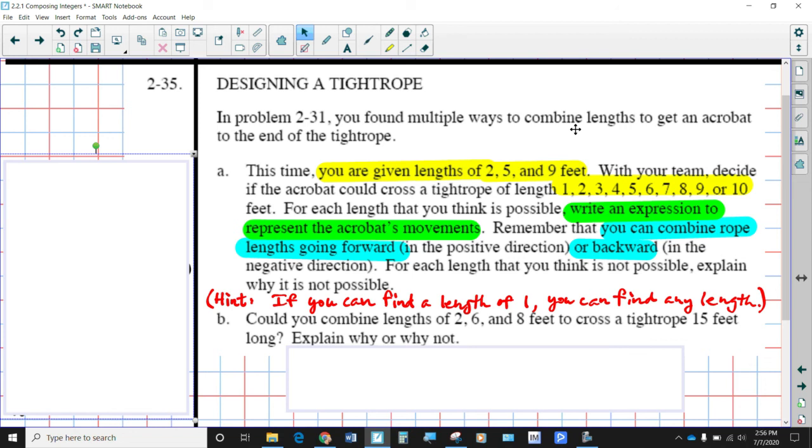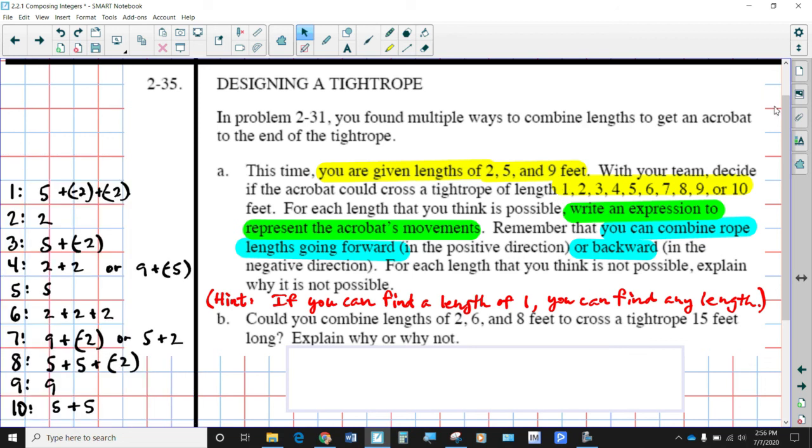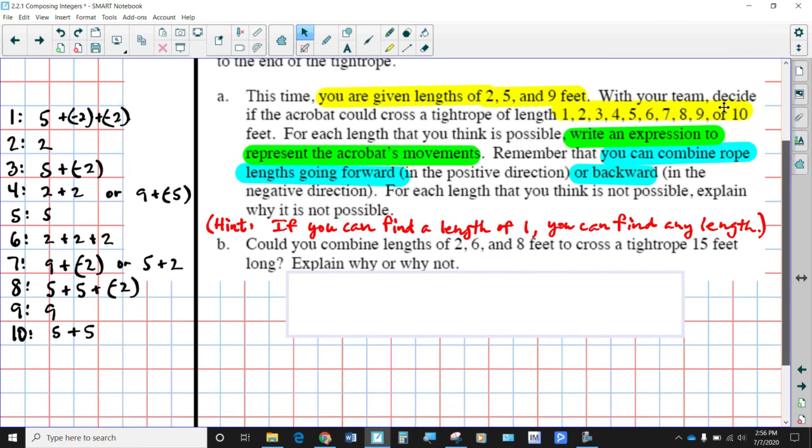All right, welcome back. Hopefully you found everything. These are my answers. I found one for every single sum here. 5 plus negative 2 is 3. 2 plus 2 is 4. Or you could have, if you wanted to choose. Sometimes I tell students if they think it's too easy, make every one of your combinations include at least one negative number. But I didn't do that myself.